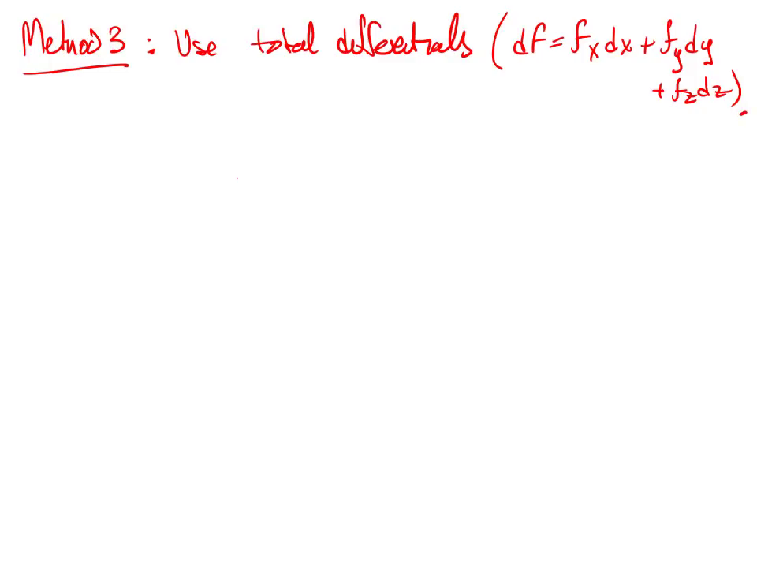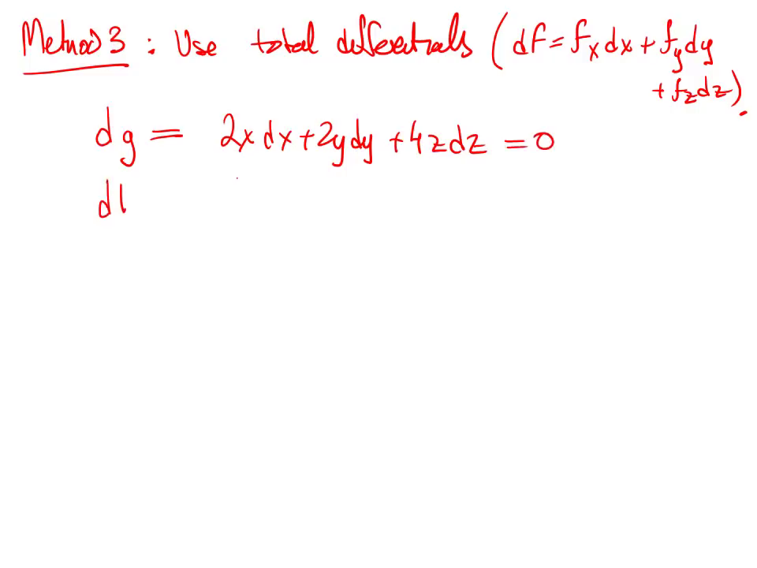I could use total differentials to reason about the tangent planes to find the equation of the line in both the tangent planes. So again, what's the total differential of g in this case? This is going to be 2x dx plus 2y dy plus 4z dz equals 0. And the total differential of h, since both of these are level sets, these differentials are 0. This is going to be just dz minus y dx minus x dy equals 0.